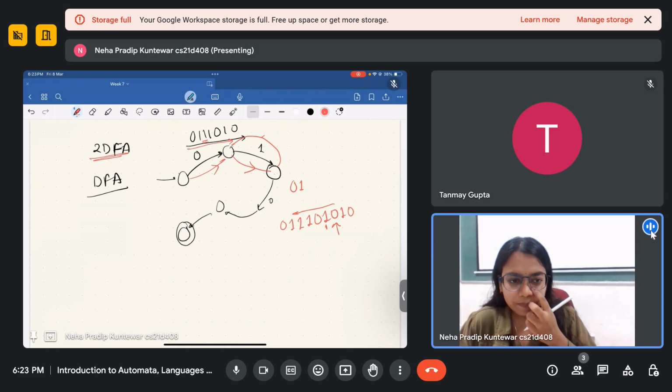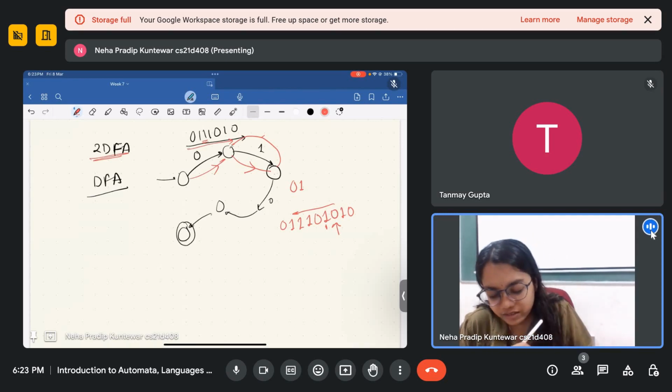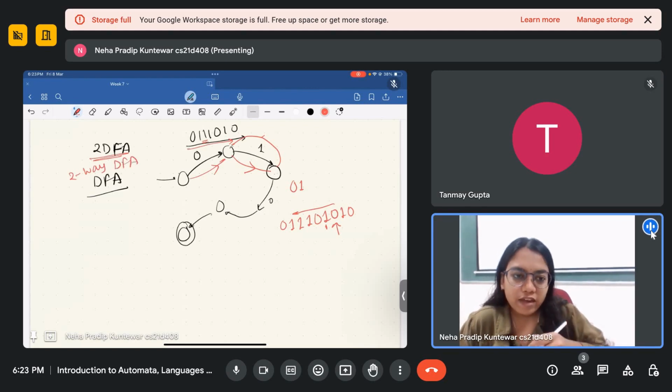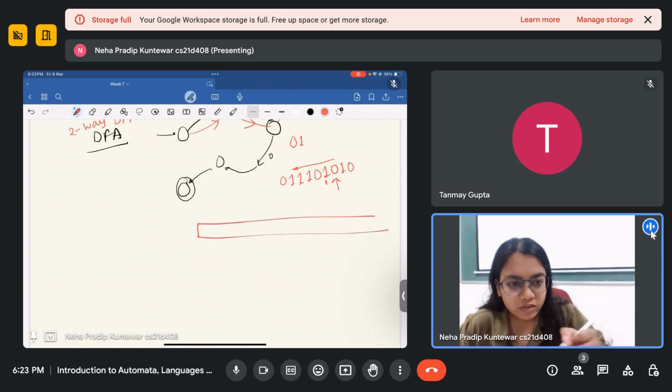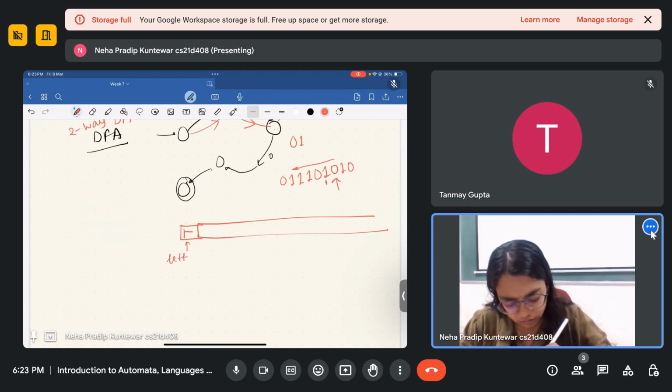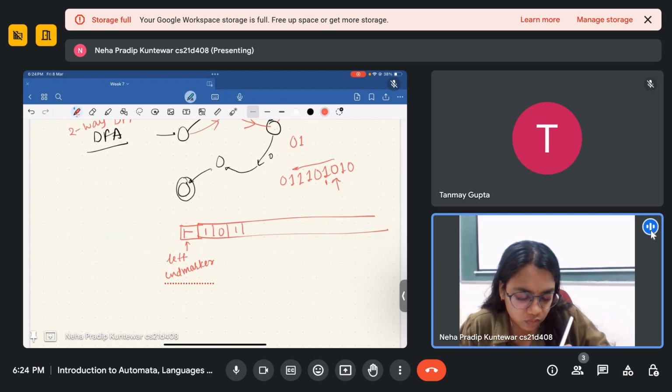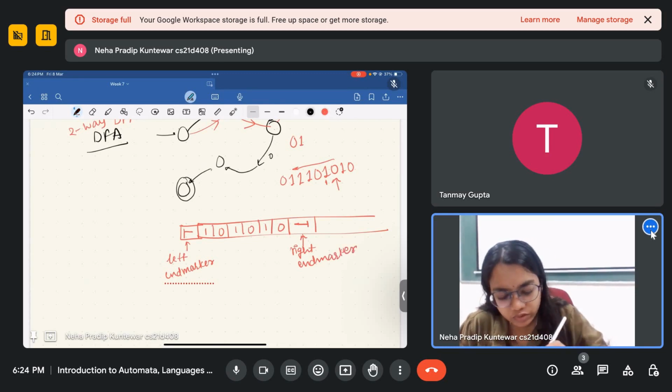But a 2DFA is more flexible in the sense that it's a two-way DFA, meaning you can go to the left or you can go to the right. So let's see how that happens. You can imagine that there is a long tape like this, and this is a left end marker, and you have your string written on the tape, let's say 101010, and then there is a right end marker which tells you that this is the end of your input. At the beginning you're always here.